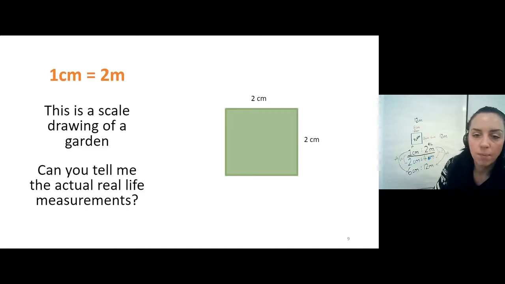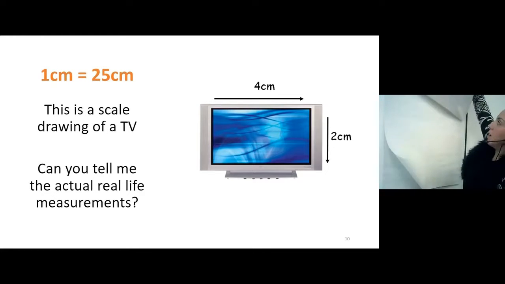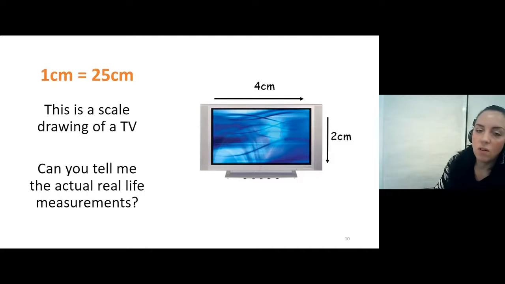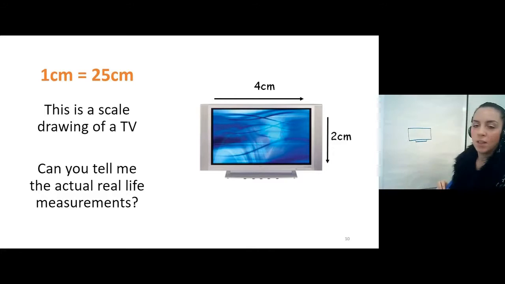Right, let's have a look at the next one. We've got a TV this time. So this is a scale drawing of a TV. So we have, let me draw it for us. We'll have it on here. We have a TV. There we go. So this is a scale drawing of a TV.